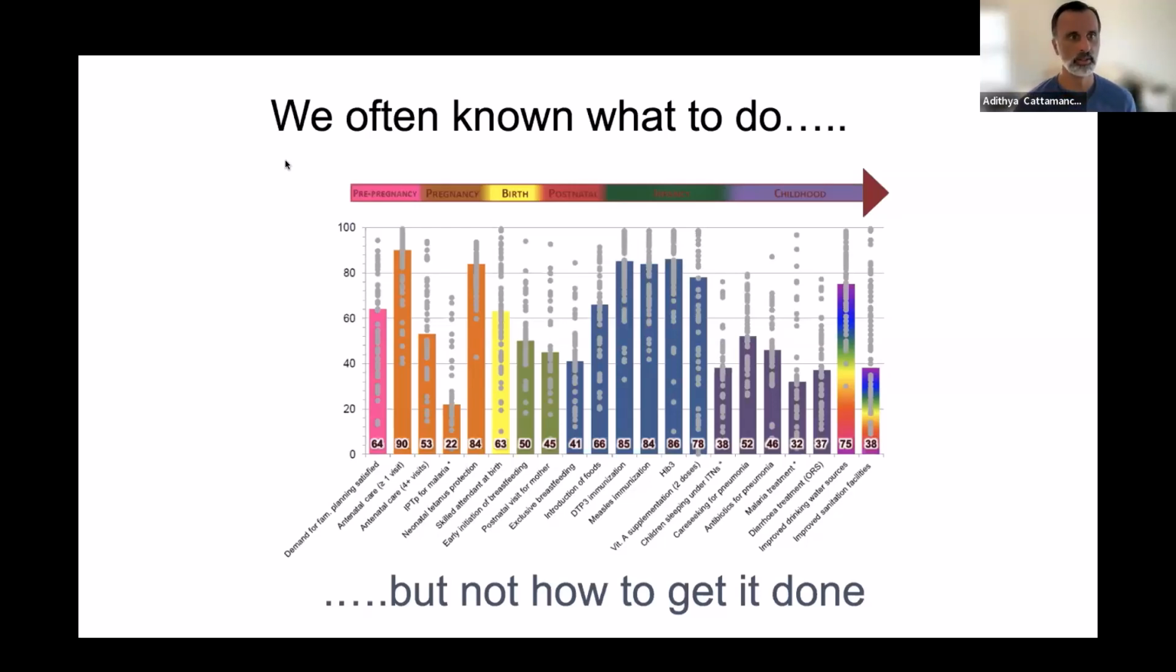And what the bars show is the uptake of these interventions in low and middle income countries. And what you see is across this period of the lifespan from pre-pregnancy through childhood, the vast majority of these interventions, which range from things like pregnancy planning to antenatal care, all the way through to vaccination and other proven interventions, uptake or coverage is less than 50% for the vast majority of them. So, we often know what we need to do or what we should be doing, but not actually how to get it done or how to actually get it to people who need these interventions.